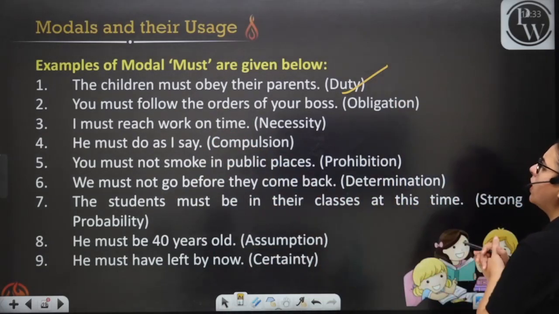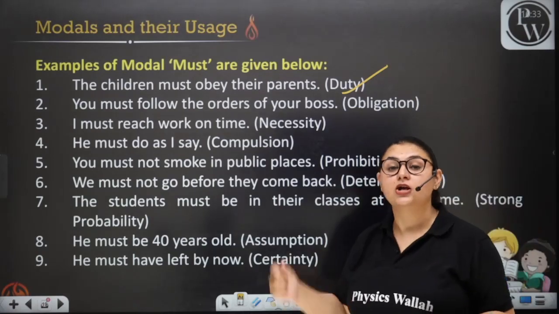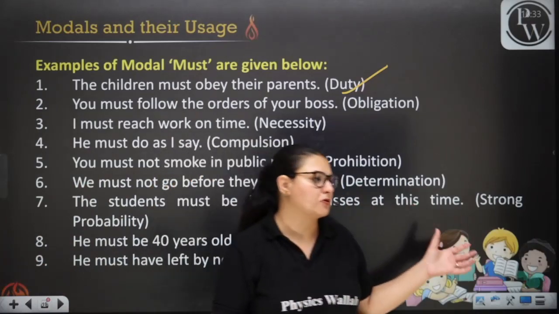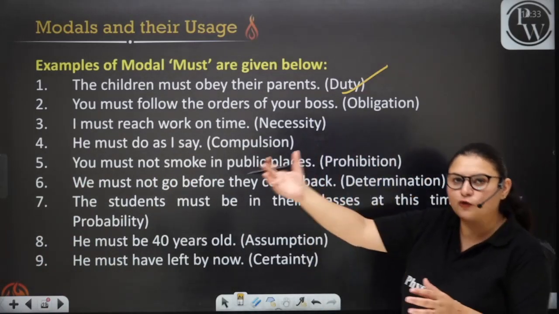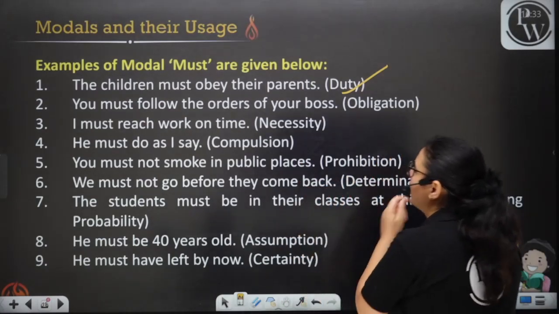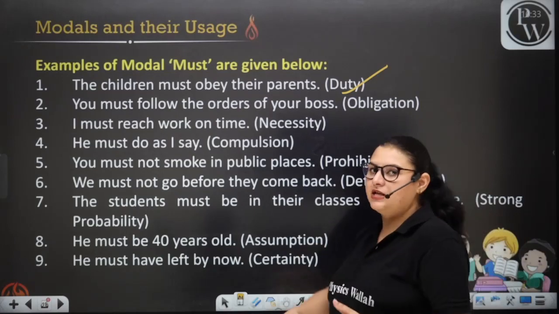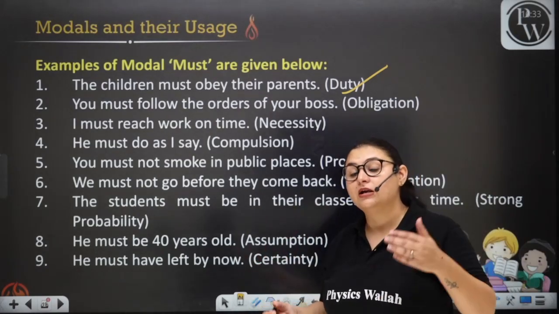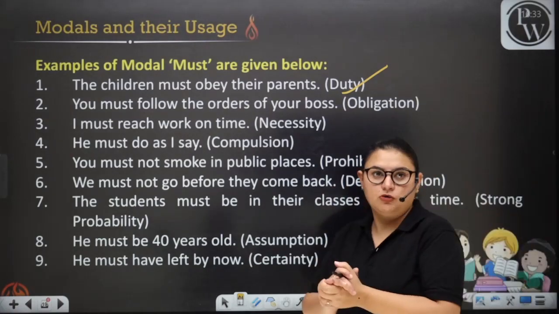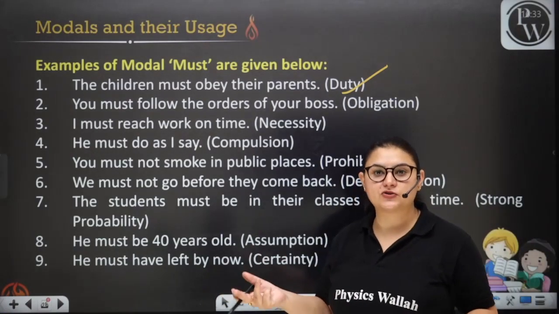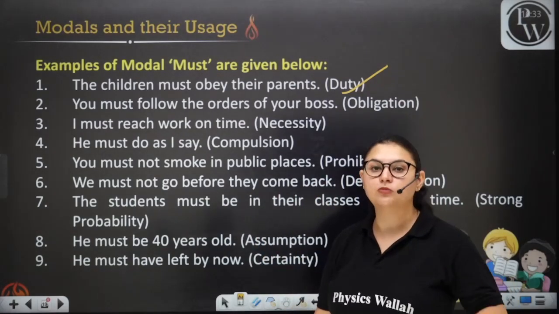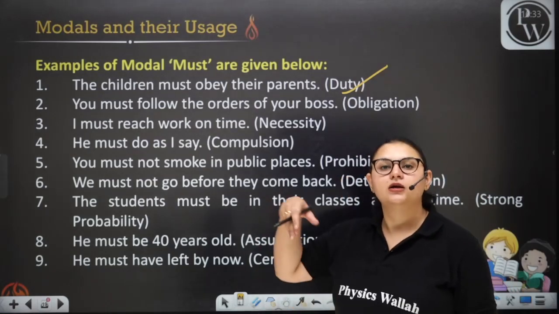I must reach work on time. Now this is the necessity. It is necessary that you reach your work on time, because if you reach on time, then only you will be able to finish your work on time. So this is a kind of necessity. He must do as I say. This is compulsion. When it is compulsory to do something, then in that case you use must. If you remember, in your school diary it was written that you must wear blazers in the winter season.